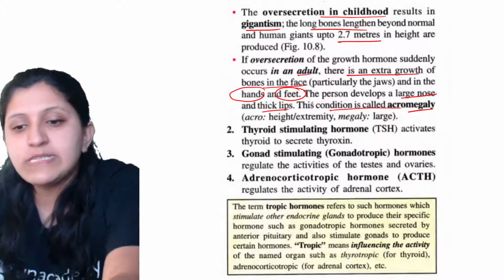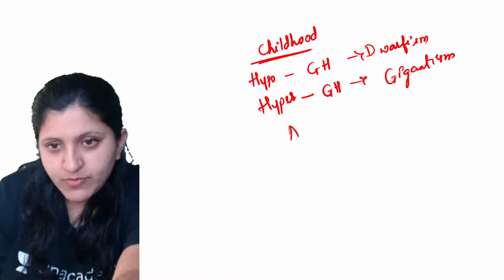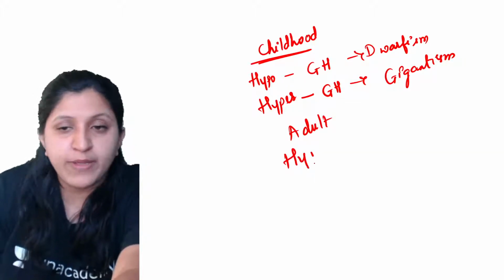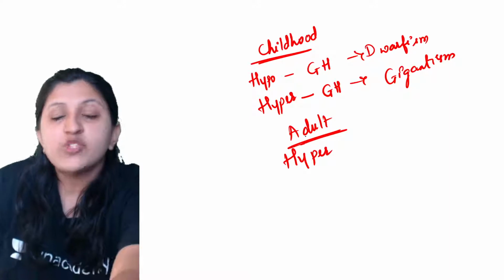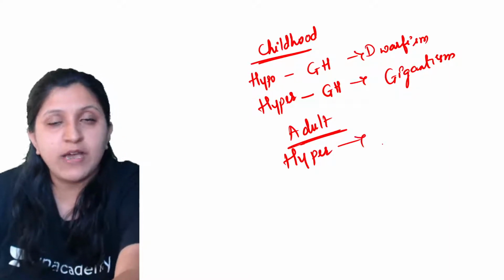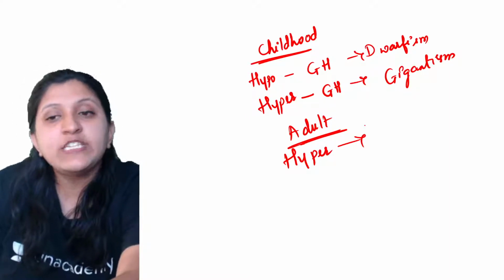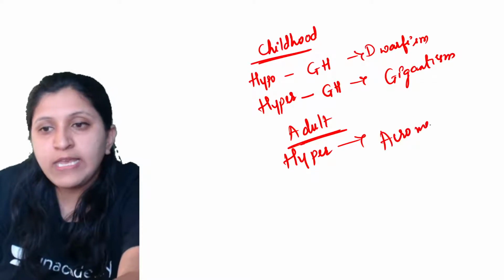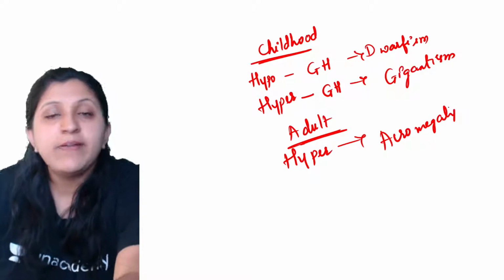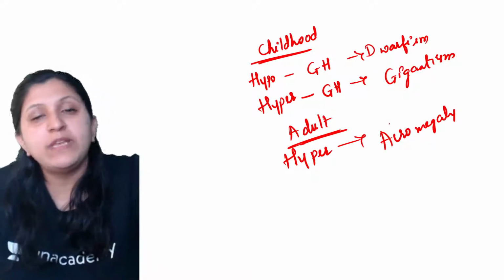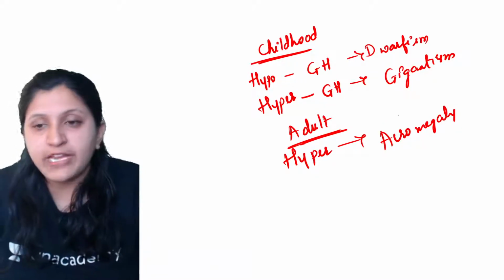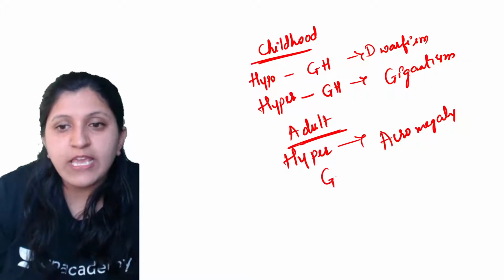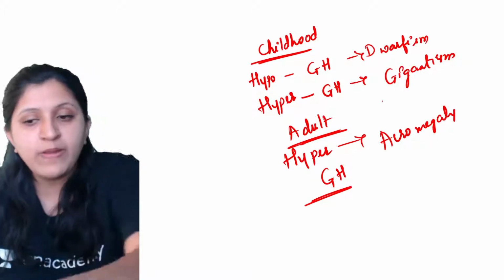So now this is in the case of an adult. In an adult, if hypersecretion is occurring, what will it lead to? It will lead to acromegaly. Acromegaly is basically where the height becomes extremely large. So in this case, this is again with respect to growth hormone itself.